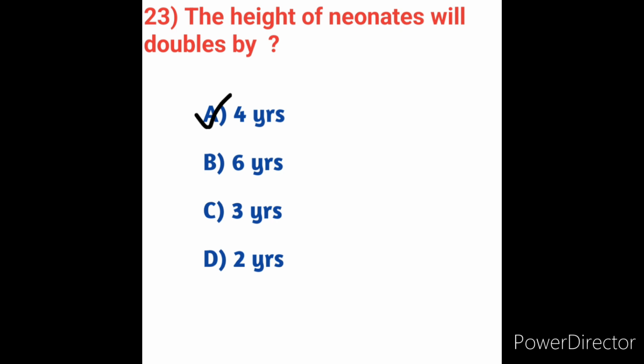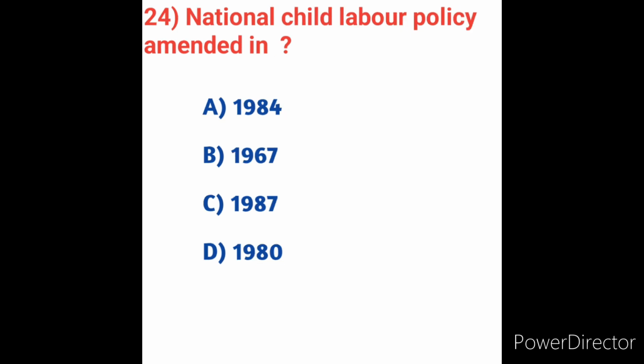Next we will move on to question number 24. National Child Labour Policy was amended in which year? From the options, which year was the National Child Labour Policy amended? Here we will see the options. Option A 1984, option B 1967, option C 1987, option D 1980.